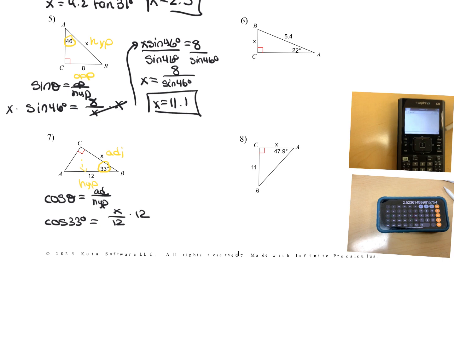I'm going to multiply the 12 over to both sides. You're going to get x equals 12 cosine 33 degrees. And when you type that in the calculator, and make sure you round to the nearest tenth, x should equal 10.1.